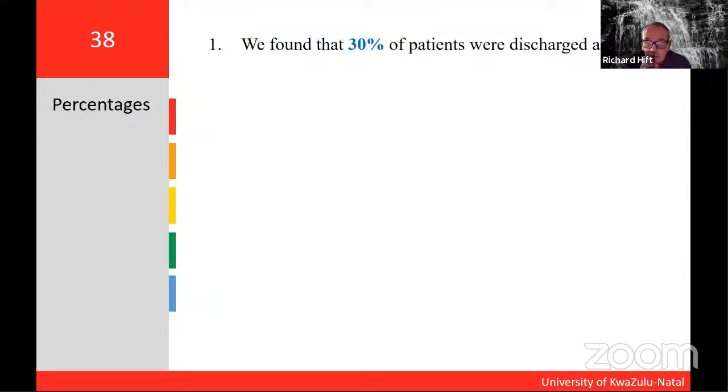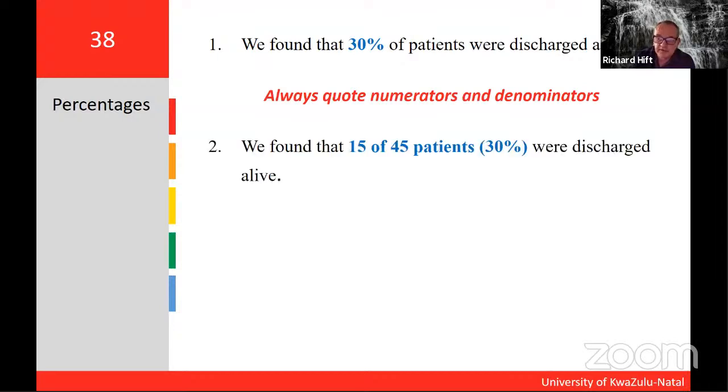Percentages. Now, say the editor, we don't like that statement. We found that 30% of patients were discharged alive. Always quote the numerators and denominators. We found that 15 of 45 patients, 30%, were discharged alive. And throughout your tables, you should quote the numbers as well as the percentages, and not just the percentages. So you always give the base numbers on which the percentages were measured.